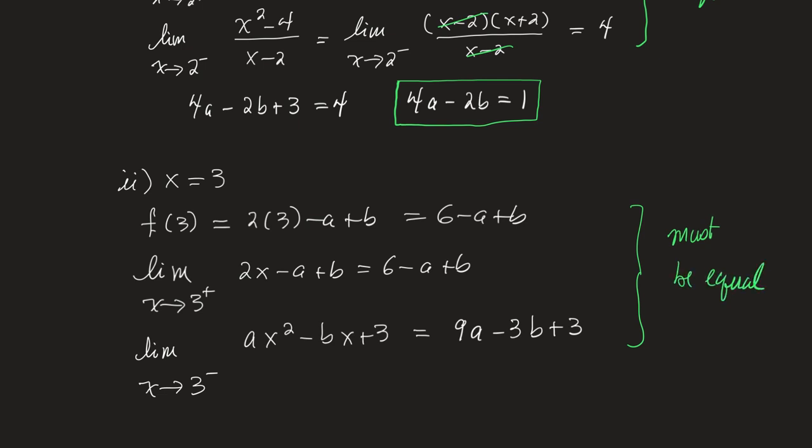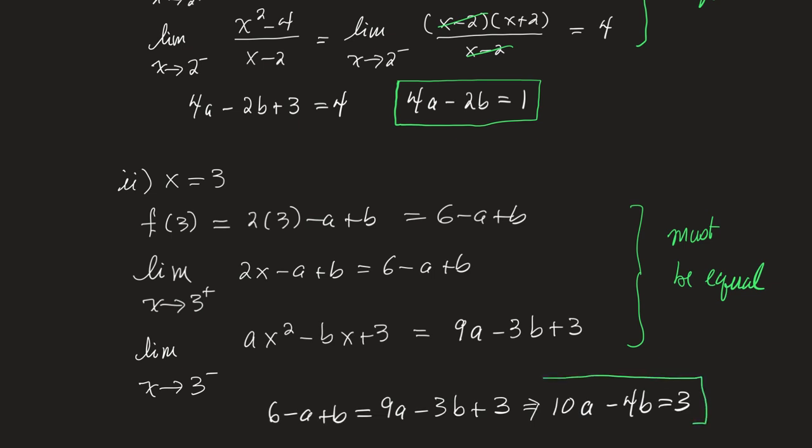So now that gives me another equation. So that's going to give me the following equation. 6 minus a plus b is 9a minus 3b plus 3. And I can make that a little nicer, and I will get 10a minus 4b equals 3. So that's a second equation that must be satisfied for this function to be continuous.